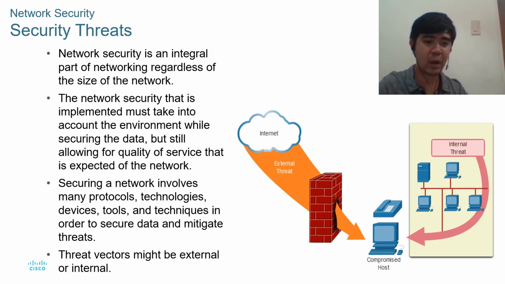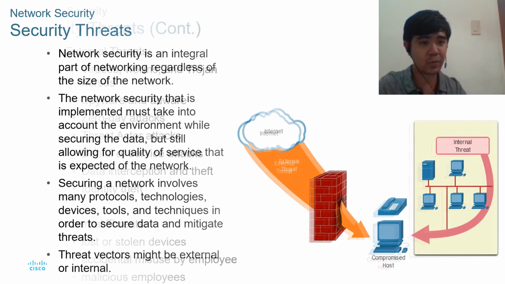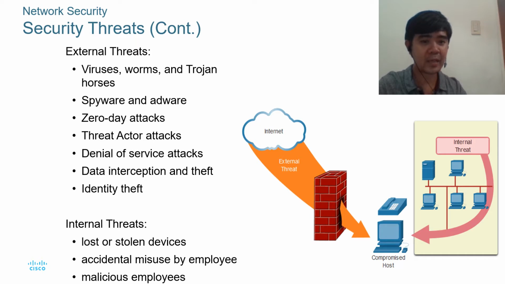Very important to secure our networks against different threats. We should have protection. Some of the threats classified are here. External threats: virus, worm, Trojan horse, zero-day attack, threat actor, the DOS, identity, and then data interception and theft. You have a course wherein these threats are discussed in detail. That's information security. And you have two courses for that, information security 1 and 2. Internal threats, examples are lost or stolen devices, accidental misuse or malicious employee.